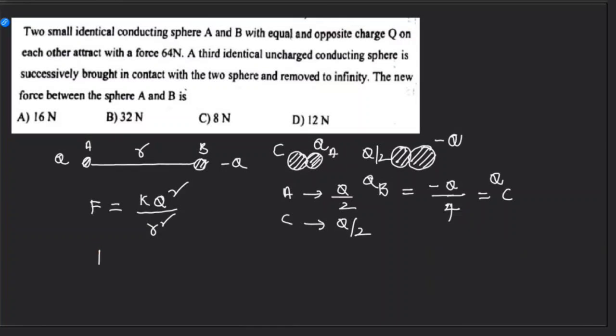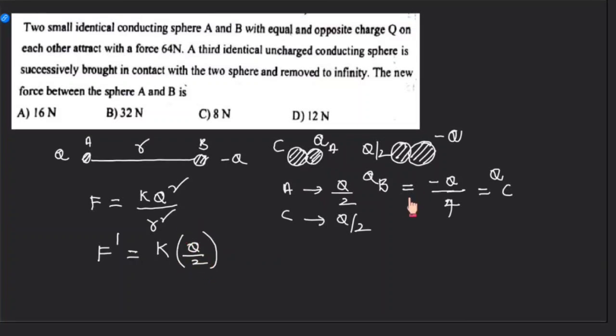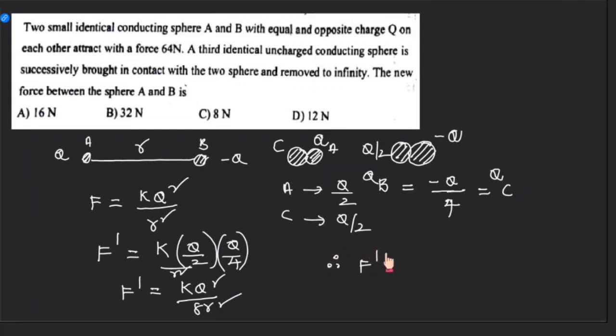Now what is the force of attraction between them? F dash will be equal to K times the charges. This is A and this is B. The final charge on A is Q by 2 and the final charge on B is Q by 4. So this F dash can be written as K Q square by 8 R square. Therefore the final step is F dash equals F by 8.